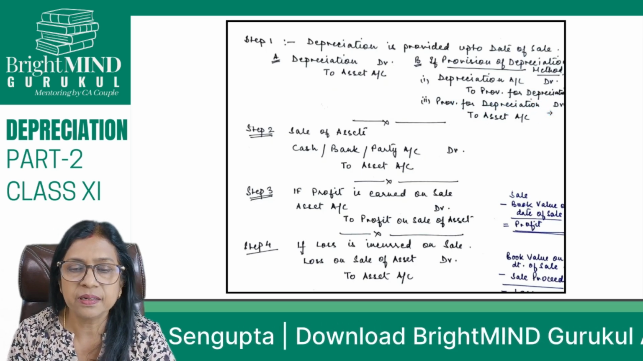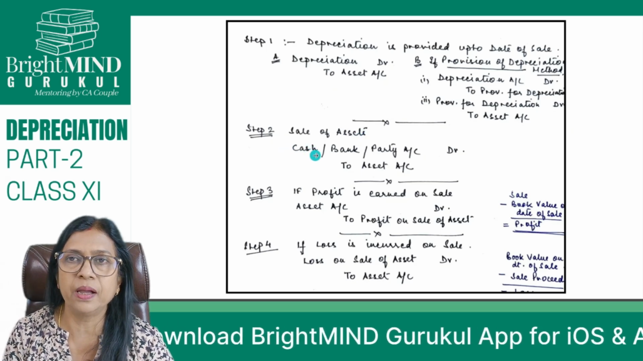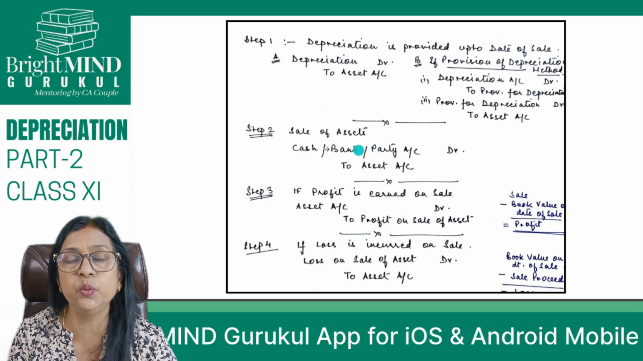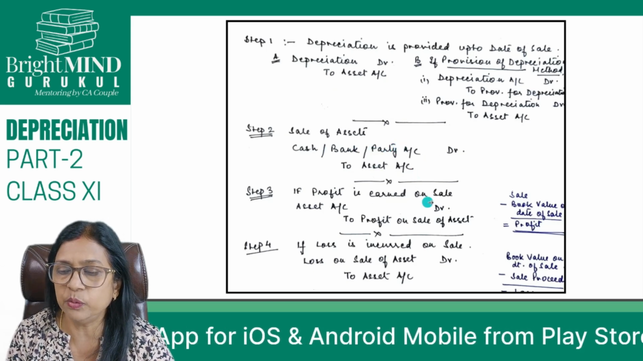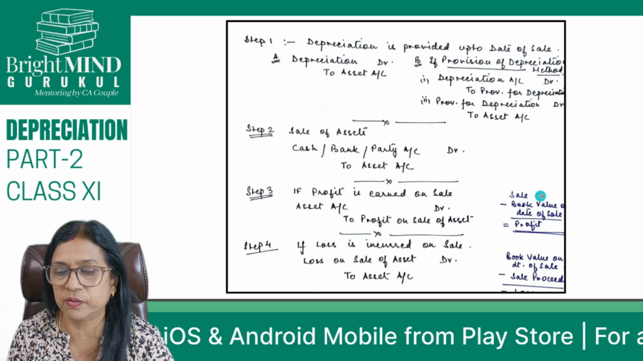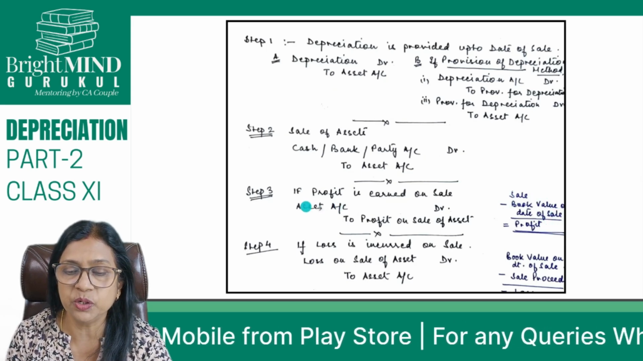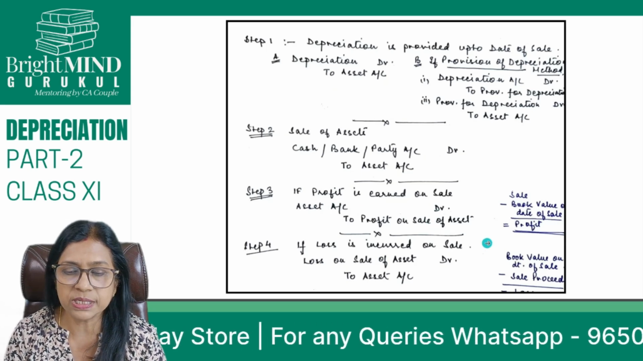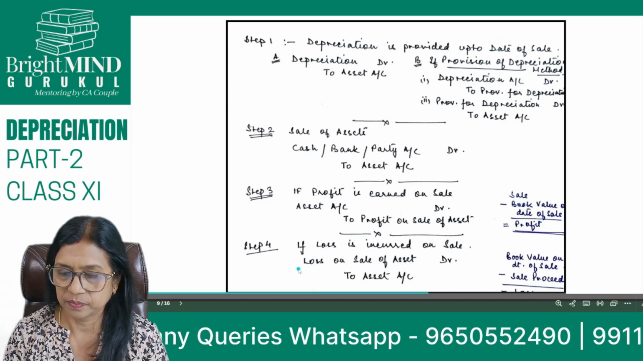Sale of asset, if it is sold in cash or bank or credit transaction, then the party account will be debited to asset account. And if profit is earned, like sale value is more than the book value on the date of sale, then the entry will be asset account debited to profit on sale of asset. And if it is a loss, then the entry will be loss on sale of asset to asset account.